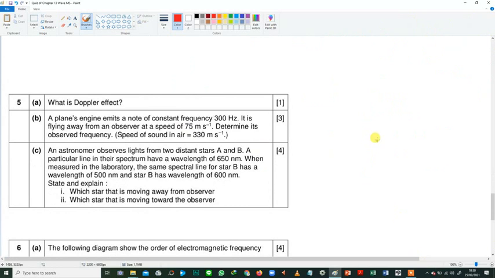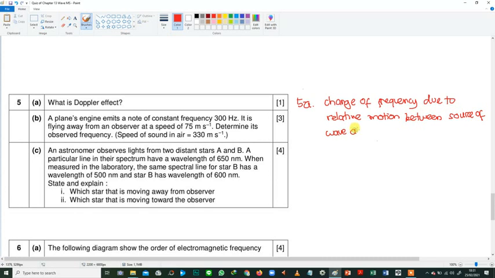Okay, we have question number 5, and question number 5 is about the Doppler effect. You can say, what is the Doppler effect? So basically, the Doppler effect is the change of frequency due to relative motion between the source of the wave and the observer.